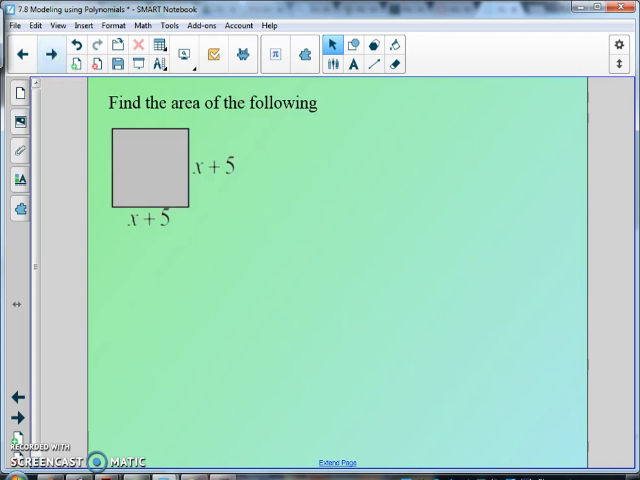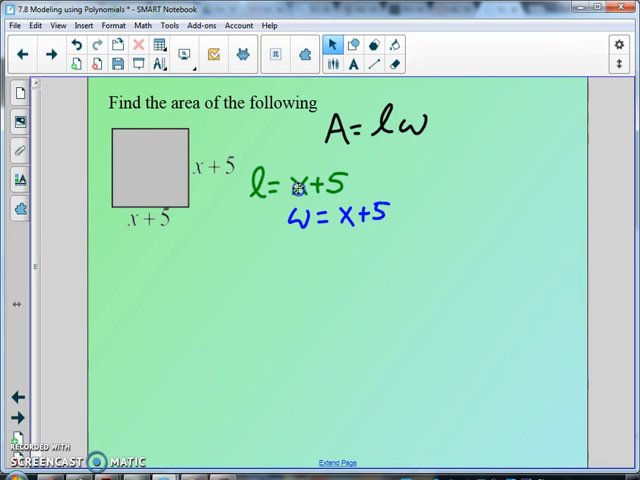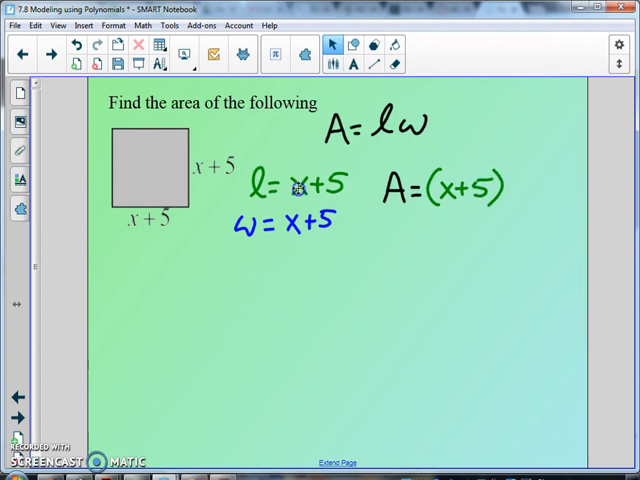Right. So our first thing is we're going to find the area of the following square. We're given a square with a length and a width of x plus 5. So again, remembering our area is equal to length times width. And we know from our diagram that our length is equal to x plus 5. We know our width is equal to x plus 5 from the diagram, of course. So then I can rewrite my area as x plus 5 times x plus 5.